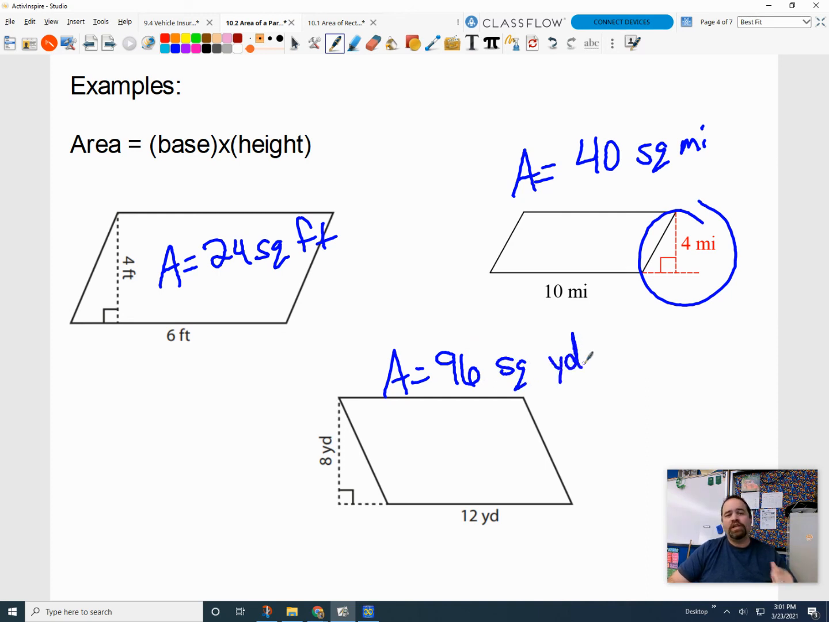Okay, make sure you're inputting your units correctly. Square units, square inches, square feet, square miles.